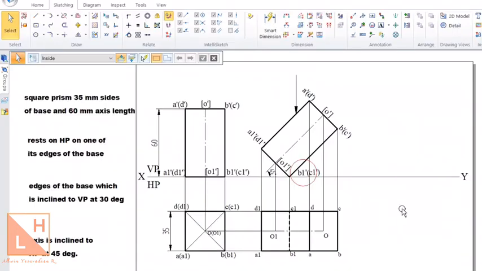Now just move the data over here towards the left side. In the third position, we are going to apply the condition with respect to VP. So here we have the condition with VP, 30 degree to VP. What is inclined at 30 degree to VP? If you go back to the question, it says that the edge of the base on which it is resting is inclined to VP at 30 degrees. So it is resting on one of the edges of the base, as we saw in the second position.